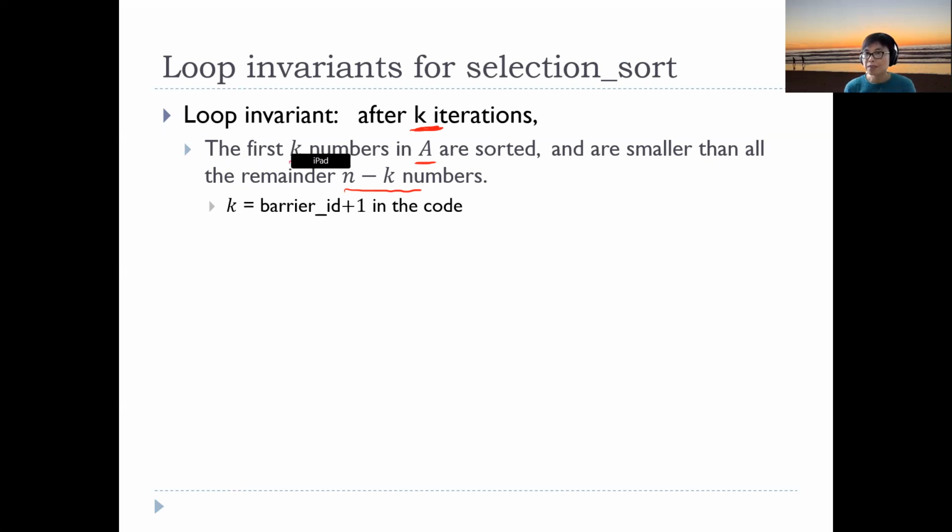And in our code, because the array starts with index 0, our barrier ID is equal to k minus 1. In other words, the iteration number k here is our barrier ID plus 1. So when we start the first iteration, the barrier ID is 0, because of the indices in Python for the array. All right, so this is the loop invariant we're going to claim that the algorithm has.